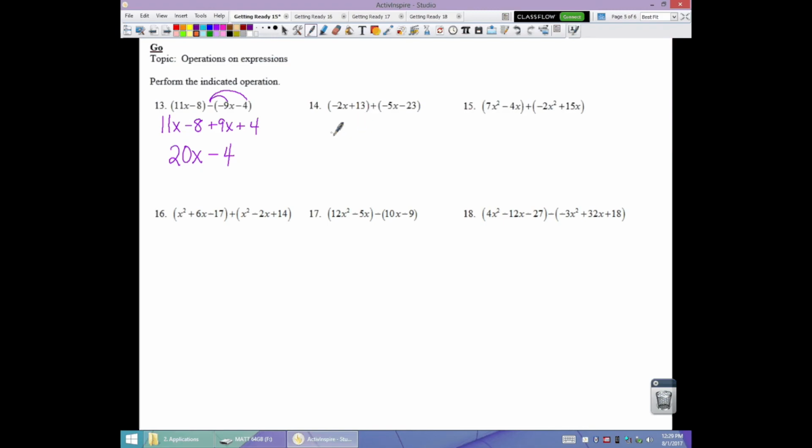Number 14, addition. So we can add like terms right away. Negative 2x and negative 5x, negative 7x. 13 and negative 23 is negative 10. 15, another addition. So a quick one, 7x squared and negative 2x squared, 5x squared, negative 4x and 15x, 11x. Another addition at 16. x squared and x squared makes 2x squared. 6x and negative 2x is 4x. Negative 17 and 14 is negative 3.